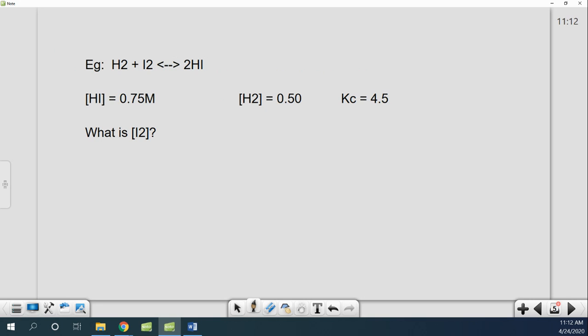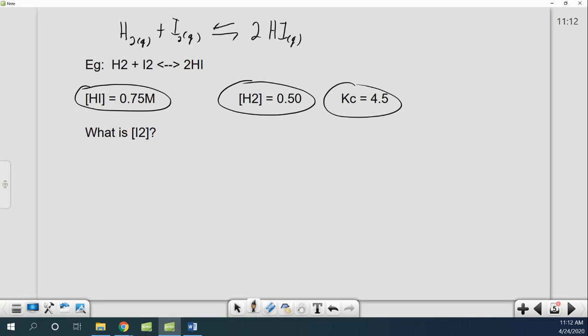All right, let's use it now. Let's see an example. Same formula we just looked at: hydrogen gas plus iodine gas, I2, gives me 2 hydrogen iodide gases. Now I'm going to get some information. I know the concentration of HI. I know the concentration of H2. I know the equilibrium constant. I want to find out how much iodine is going to be left in my flask. Probably not a beaker, probably a stoppered flask because it's all gas. How much will be left at the end of my reaction here?